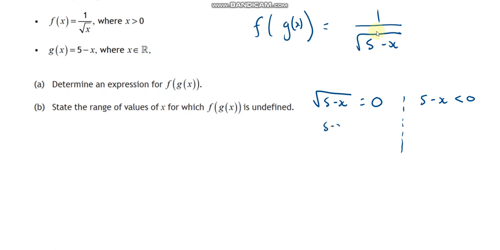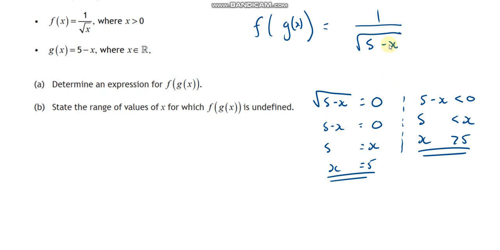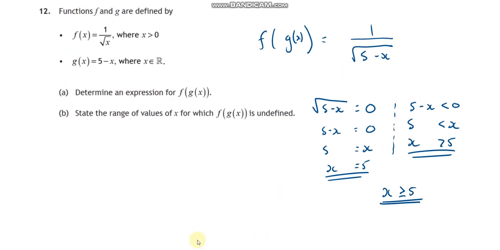And then you just rearrange. So 5 take away x, if we square both sides, that's still 0. So 5 is equal to x, so x is equal to 5. So when x is 5, that makes sense, doesn't it? 5 take away 5 gives me 0, square root of 0 is 0, 1 divided by 0, break. This time, 5 is less than x, so x is greater than 5. So when x is greater than 5, let's really think, yeah, if I do 5 take away 6, I'll get negative 1. 5 take away 7, negative 2. Square root I can't do, it breaks. So our final answer there would be to say, well, when x is greater than or equal to 5, this equation is broken. And that's what it means about the range of values for x for which that's undefined.